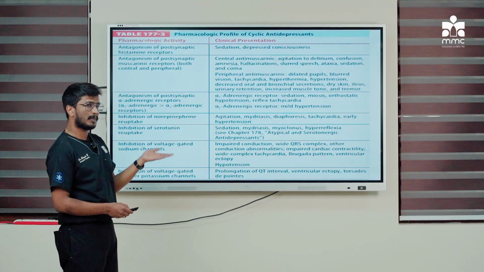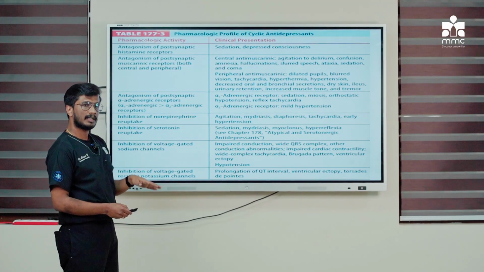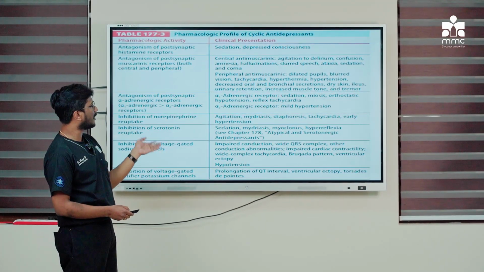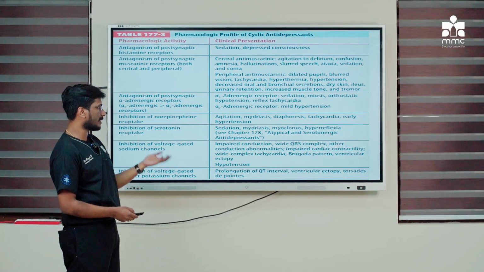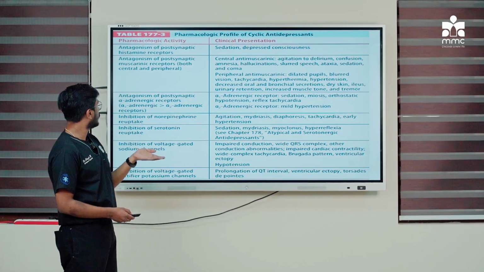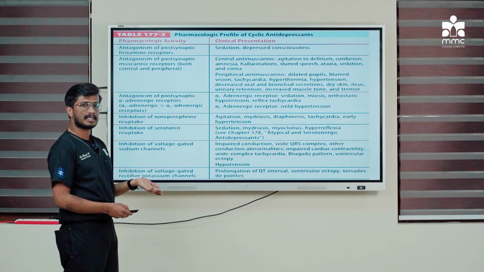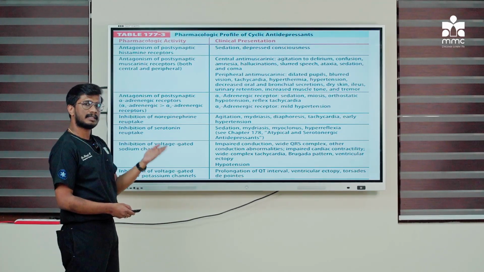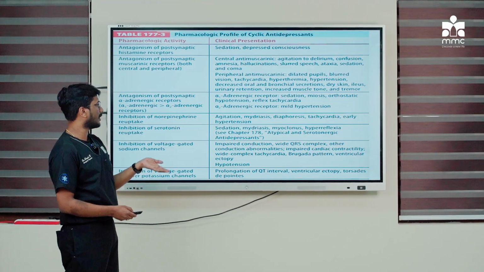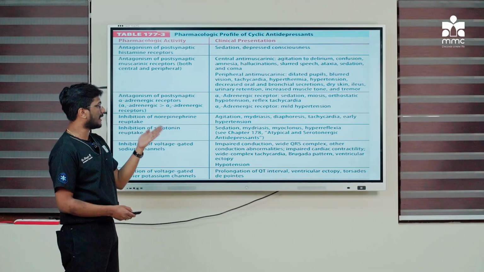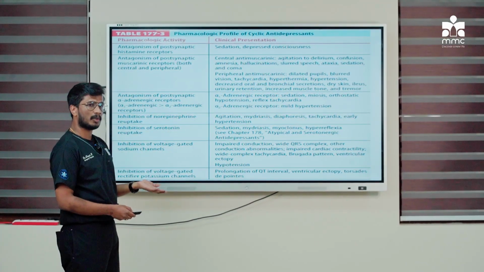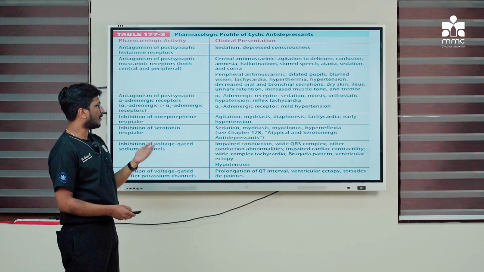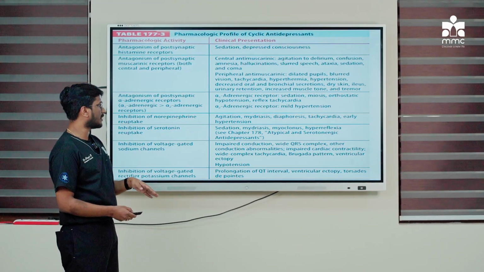So we can remember the multiple pharmacological actions depending on the receptor. If it blocks the histamine receptor, it causes sedation and depressed consciousness, as we all know antihistamines cause sedation. Antagonism of the postsynaptic muscarinic receptor, that is anticholinergic, causes anticholinergic symptoms like hallucination, slurred speech, agitation, confusion, also tachycardia, hyperthermia, hypertension. Alpha receptor blockade causes sedation, miosis, orthostatic hypotension, reflex tachycardia.